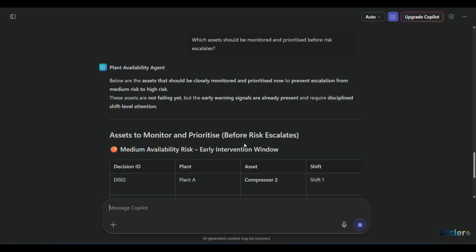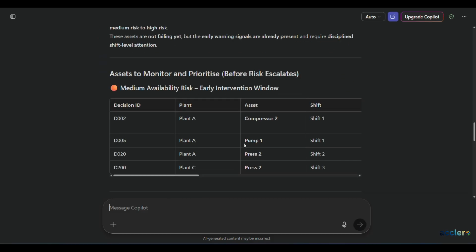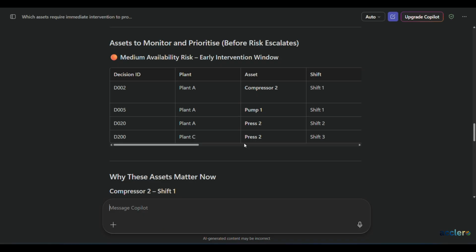For this one, the agent also identifies a medium risk asset where early intervention can prevent future downtime escalation. The agent also recommends prioritizing preventive maintenance now, before the asset moves into high risk territory.